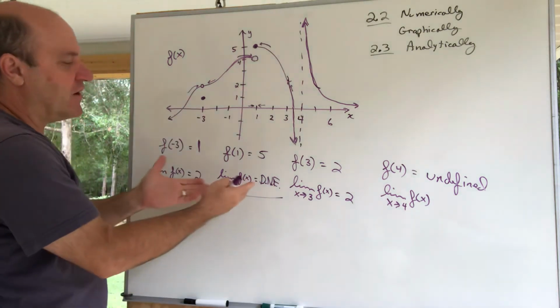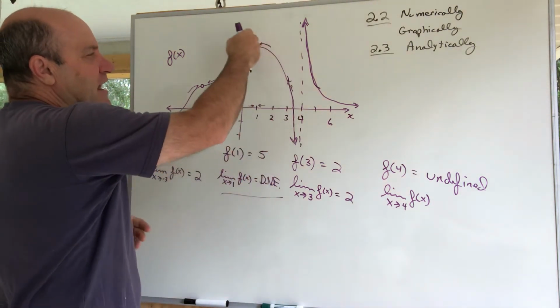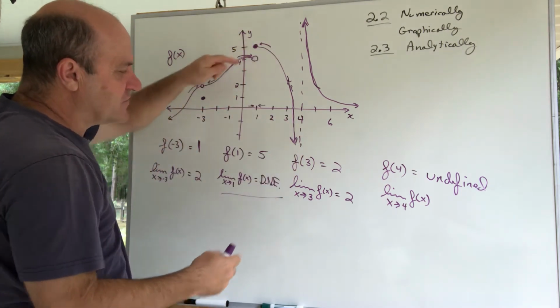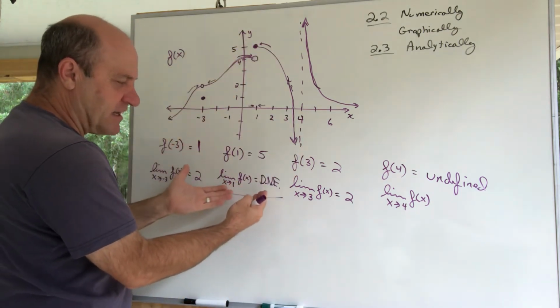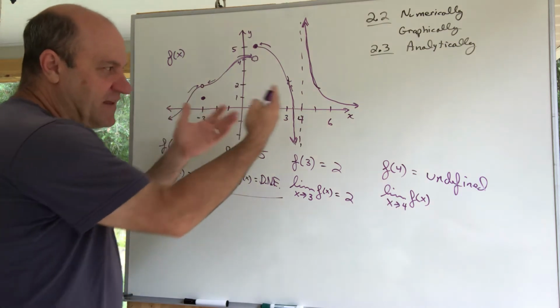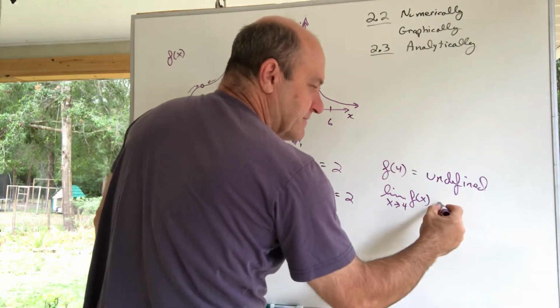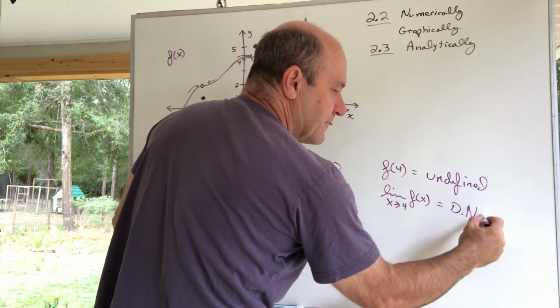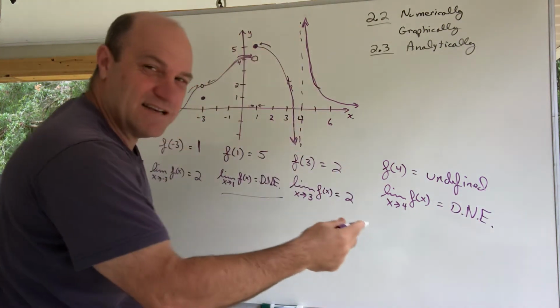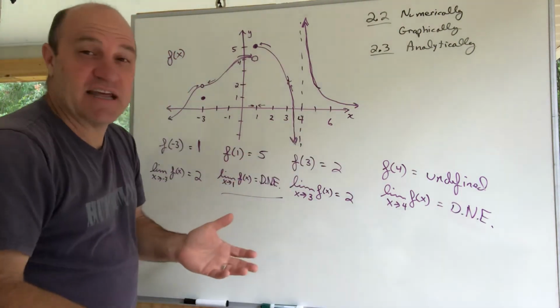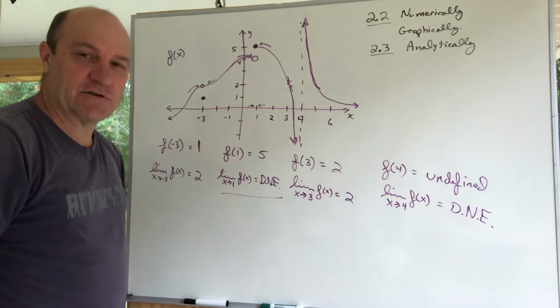We had that discussion earlier. When we're coming from the right and we're coming from the left and we get 2 different answers, we say the answer to this limit does not exist. So I think that's what we say here. Does not exist. DNE. Why does not exist? Because the left and the right limits didn't match up. There were 2 different answers.